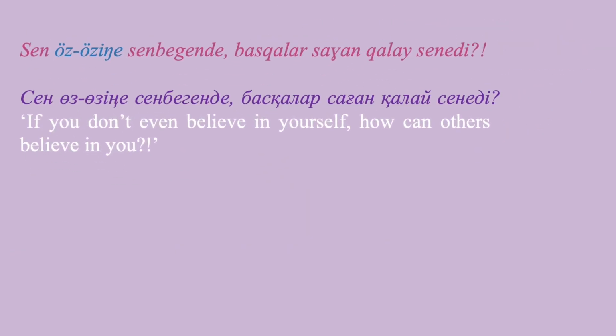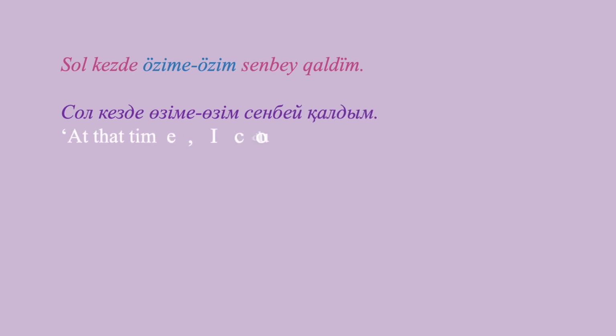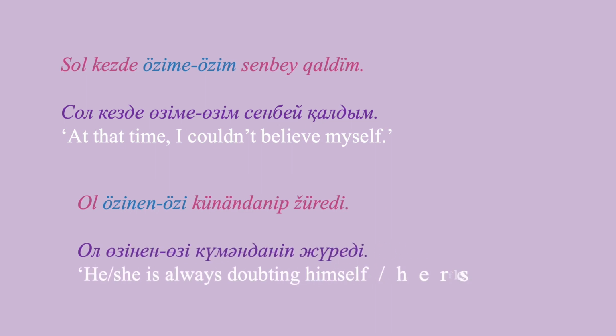There are some examples to help you to better understand how to use them in day-to-day conversations. Сен өзіңе өзің сенбегенде басқалар саған қалай сенеді? If you don't even believe in yourself, how can others believe in you? Бұл өзіңді өзің алдағандық. This is you fooling yourself. Сол кезде өзіме өзім сенбей қалдым. At that time I couldn't believe myself. Ол өзінен өзі күмәнданып жүреді. He or she is always doubting himself or herself.